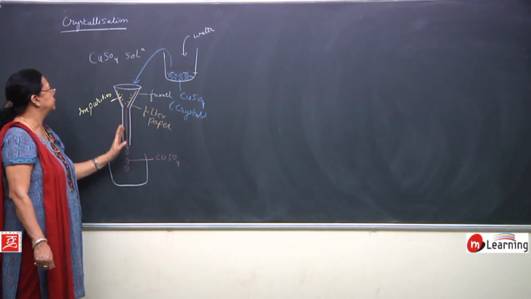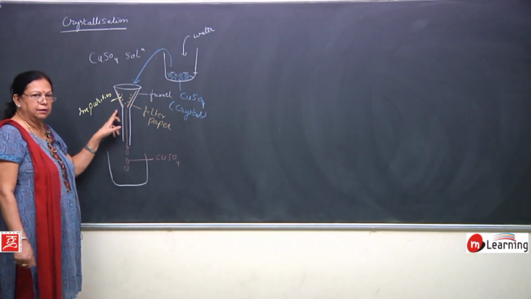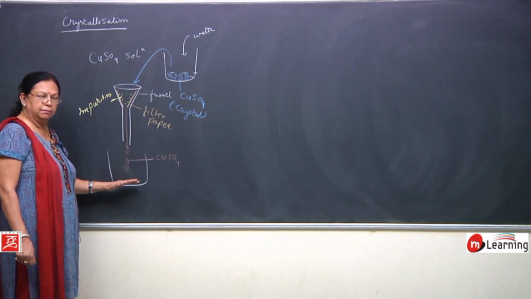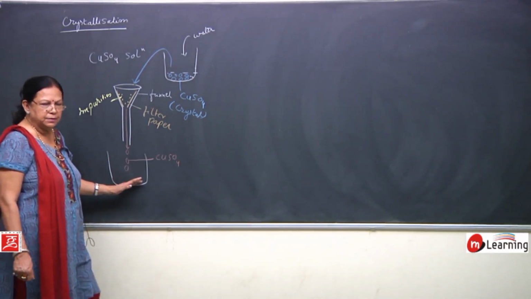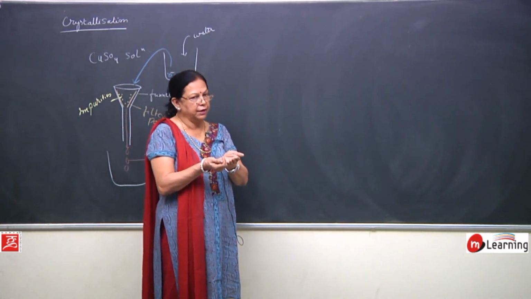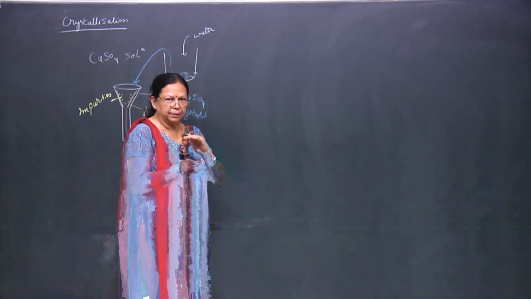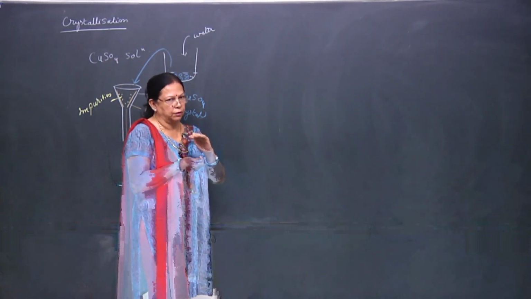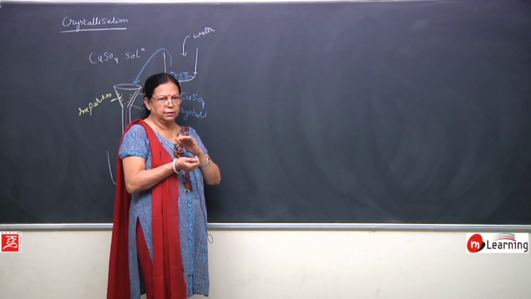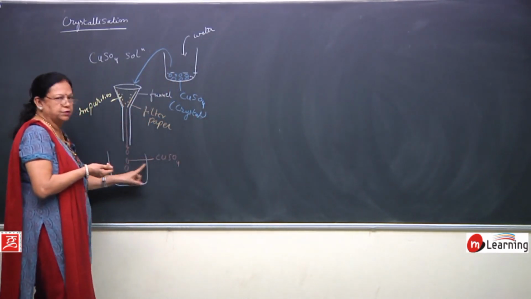When you pour this solution on the filter paper, you will observe that the impurities are left on the filter paper, and the copper sulphate solution comes down into a beaker or container. This copper sulphate solution is a saturated solution. We have already done saturated, unsaturated and supersaturated solutions. Saturation means the maximum amount of solute which can be dissolved in a solvent at a particular temperature. That is called a saturated solution. So, this is the saturated solution which you have got here.